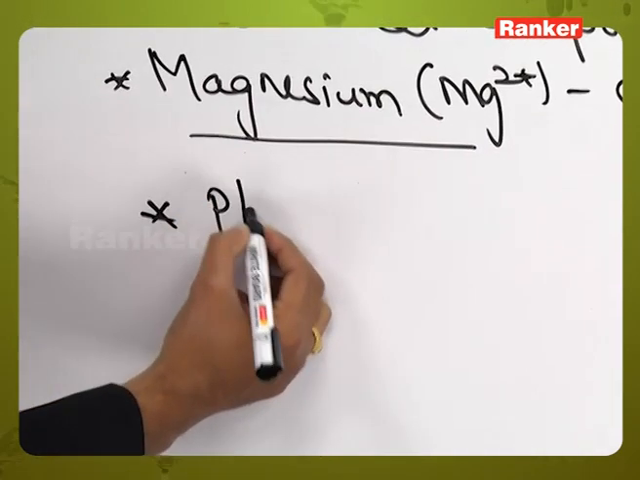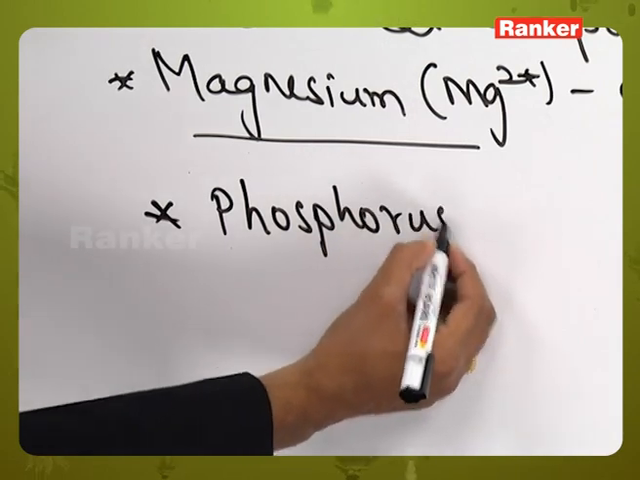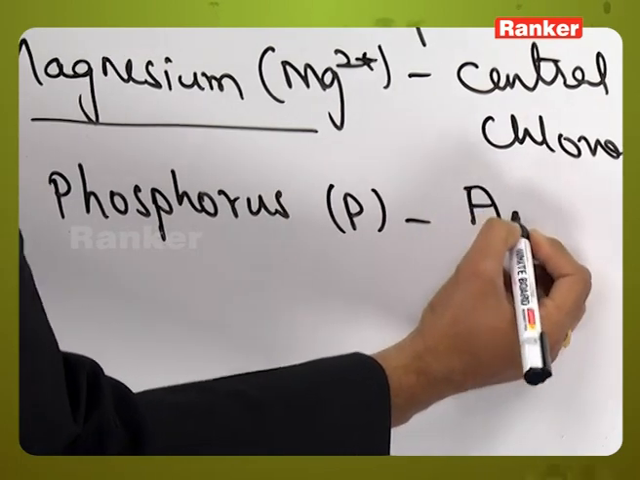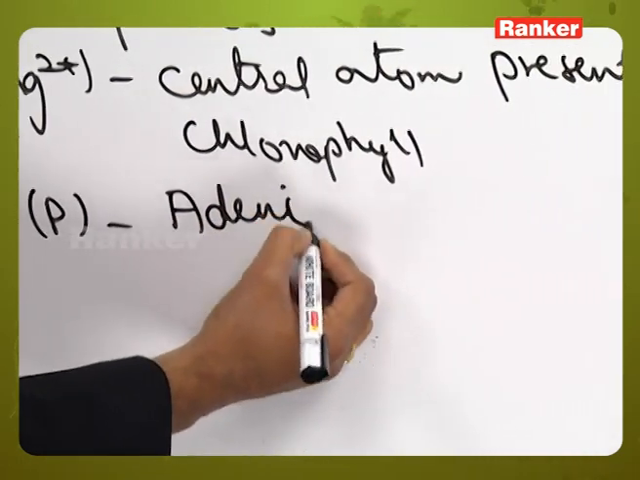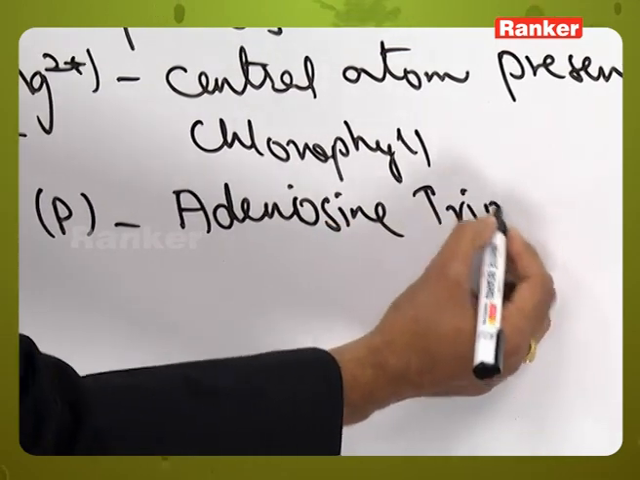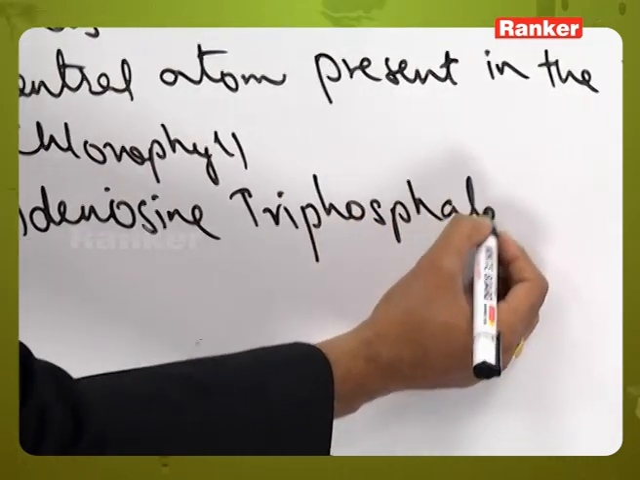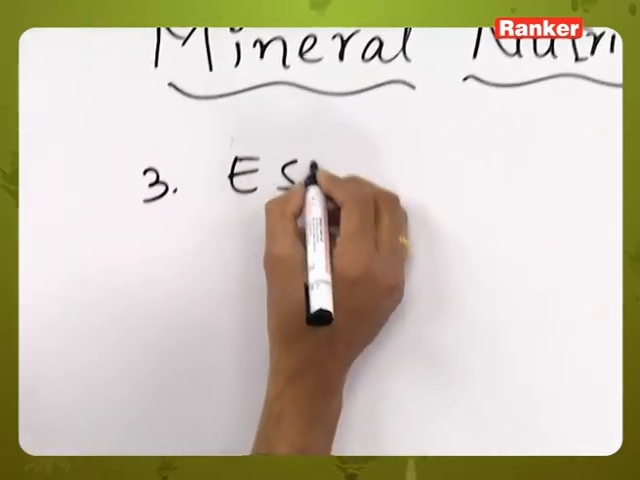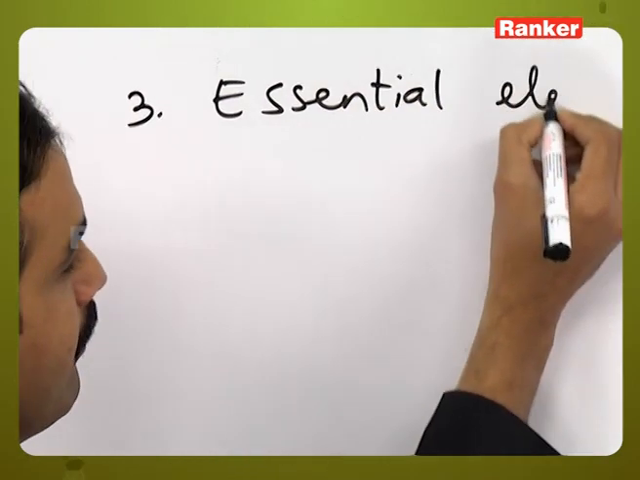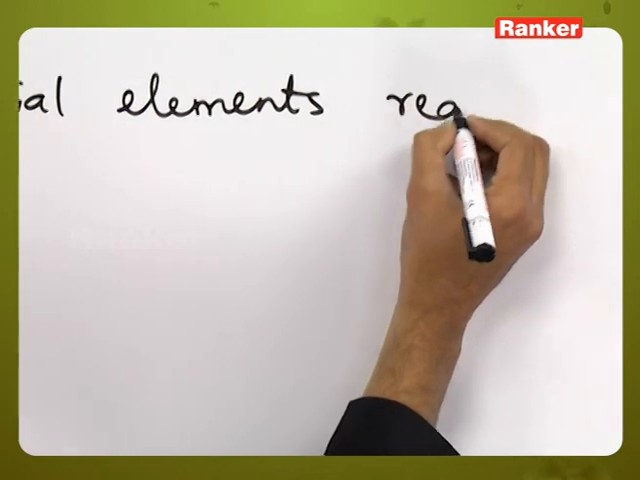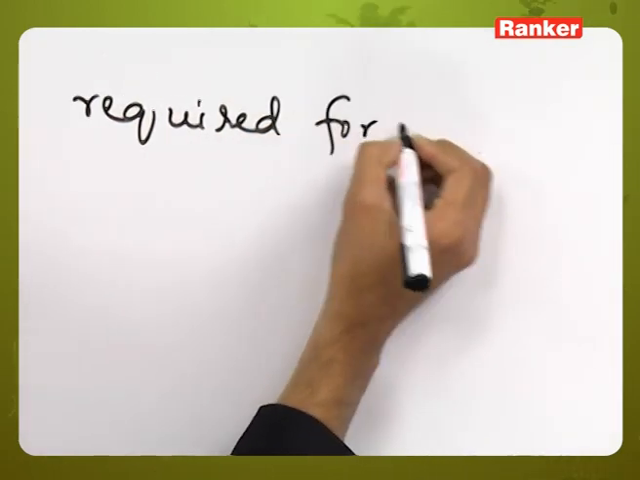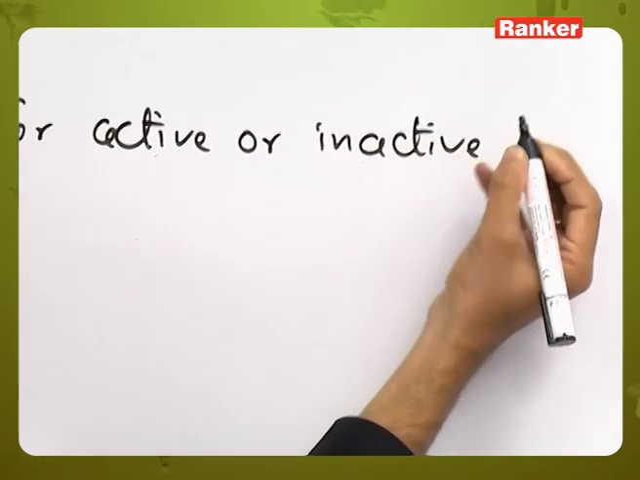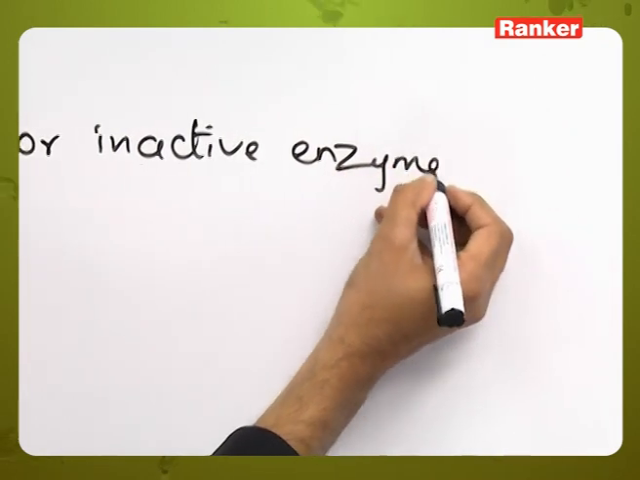The other element is phosphorus. Phosphorus, which is the major constituent part of the energy form, that is adenosine triphosphate, that is ATP molecule. The third one are the essential elements required for either active or inactive form of the enzyme molecules.